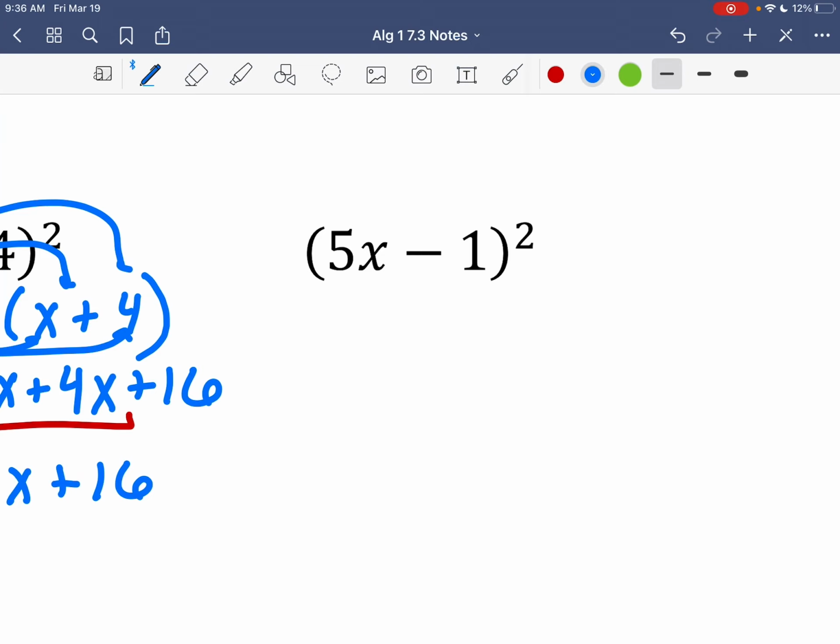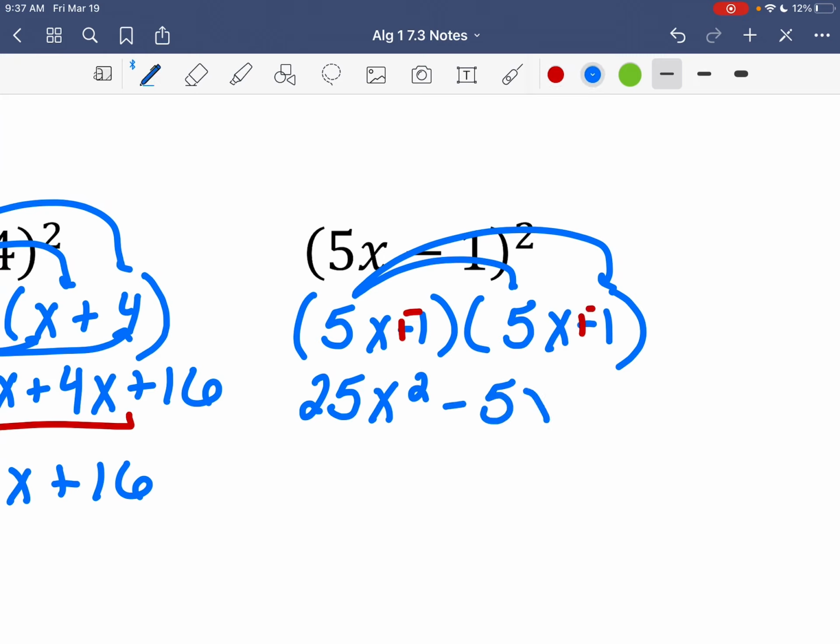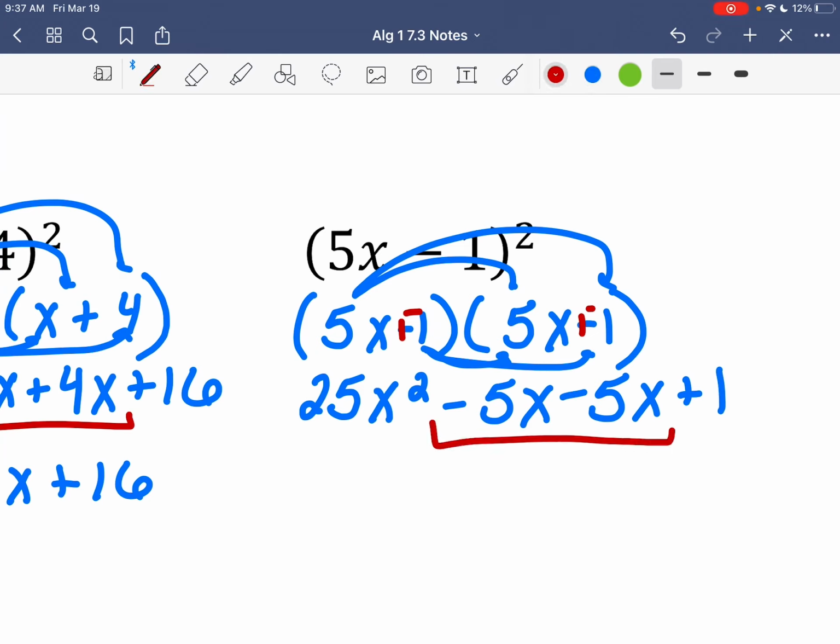All right, last one, and then we're going to look for some patterns. This is 5x minus 1 squared. So I'll need to take 5x minus 1 times itself. Take 5x times 5x. 5 times 5 is 25, x times x is x squared. 5x times negative 1 gives me negative 5x. Negative 1 times 5x is also negative 5x. And then negative 1 times negative 1 is positive 1. These two are like terms, so I get 25x squared minus 10x plus 1.